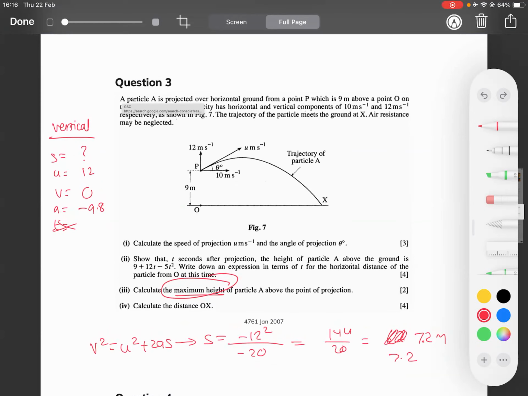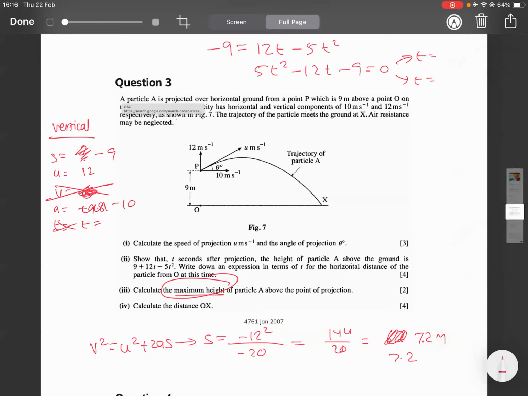So I can put this as minus 9. I don't need to change that, so I'm not going to rub it out. We have to work out T, so we pick the equation without V: S equals UT plus half AT squared. Do a quadratic with minus 9 equals 12T minus 5T squared. So 5T squared minus 12T minus 9 equals 0. You should get 2 answers for T: 3 and minus 3 over 5.